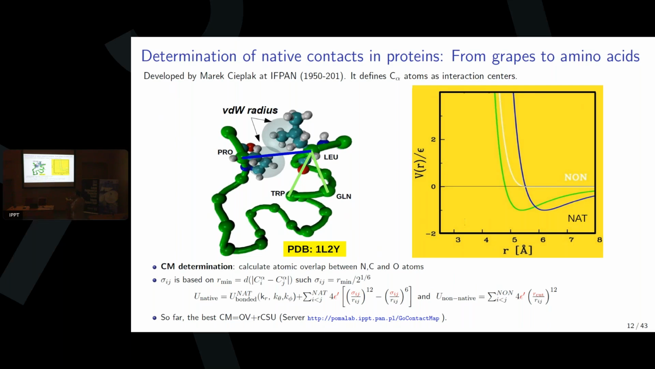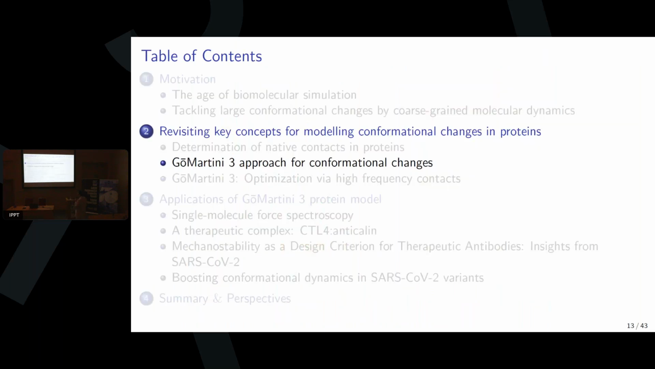Of course, what we learned is that we can actually get this contact map. We made a server, and for every protein that has a structure, we can construct the contact map. Based on the contact map, we can construct what we call the Go-like potential, which would be a Lennard-Jones set of interactions based on the native interactions. So basically, this idea led us to the introduction of GōMartini 3.